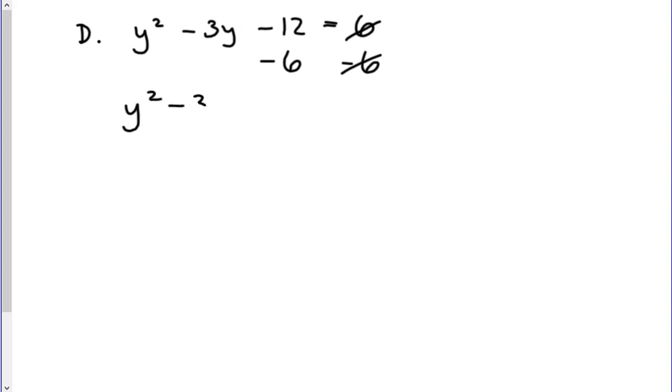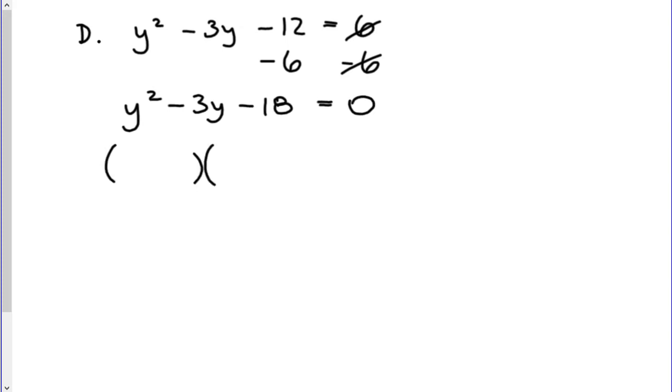y squared minus 3y minus 12 equals 6. So this is similar. It's just, first off, it's not set equal to 0, so I need to make that happen by subtracting 6 from both sides. But at least I don't need to factor a polynomial out using the FOIL method to start with. So y squared minus 3y minus 18 equals 0.